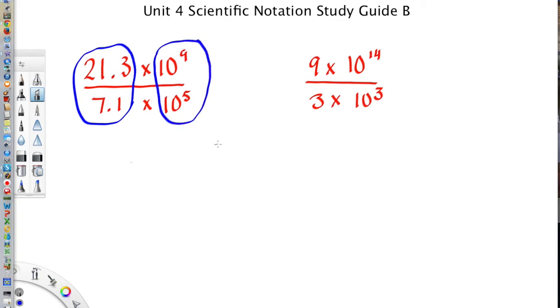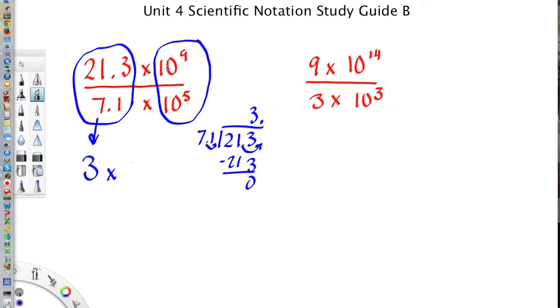21 and 3/10 divided by 7 and 1/10. Well, let's bump this over, and I'm going to guesstimate that 71 will not go into 21. I'm going to guess it's going to go in 3 times. 3 times 1 is 3. 3 times 7 is 21. That was a good guess. So my answer is 3. When I take 21 and 3/10 and divide it by 7 and 1/10, I get the answer of 3.